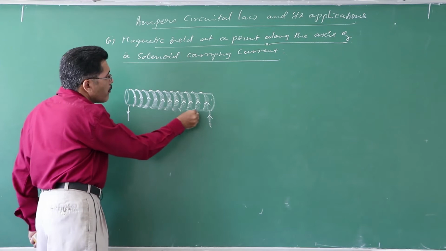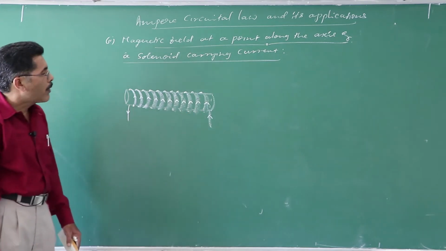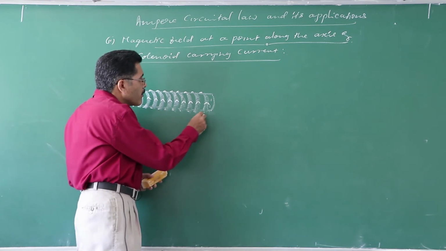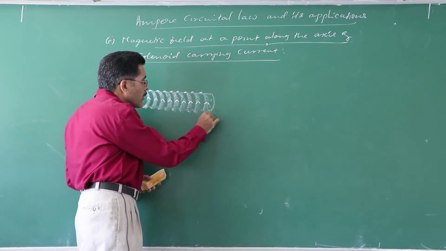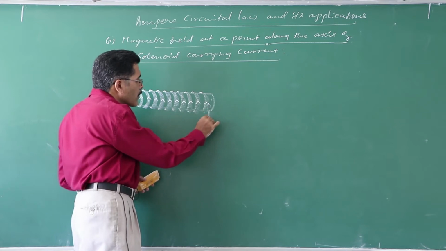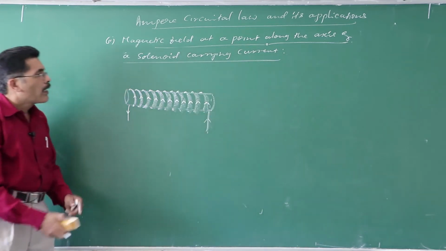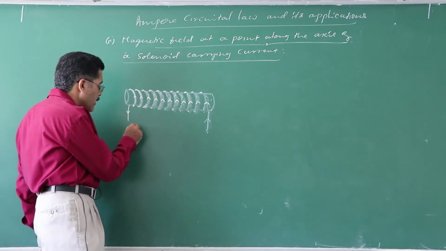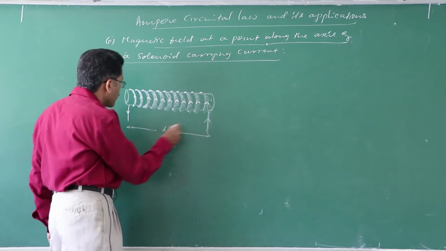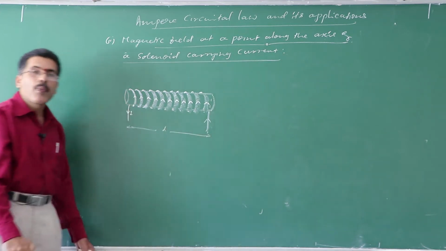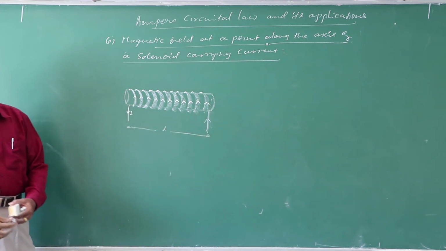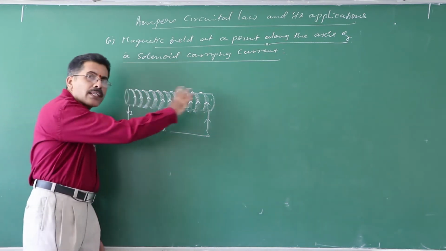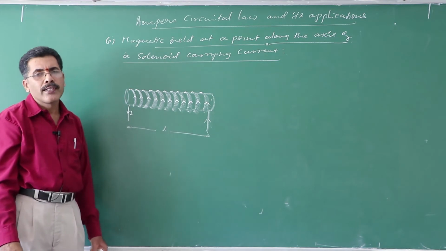When current is passed, magnetic field is produced along the axis of this solenoid. So let me take L as the length of this solenoid, and I as the current. The magnetic field is almost uniform. Magnetic field is produced along the length of the solenoid.